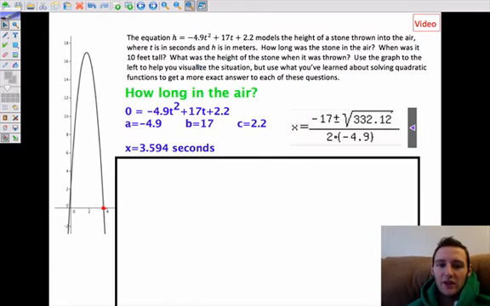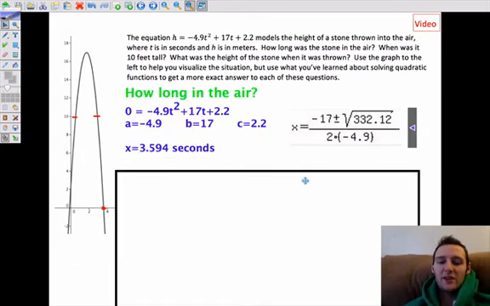So the second question, when was the stone 10 feet above the ground? So we're looking right here and right here. So we're going to have two times that it was 10 feet above the ground. If we estimate using the graph, it looks like maybe slightly less than 1 second and right about 3 seconds. So right about 1 second and 3 seconds are what we should expect to get for our answers.